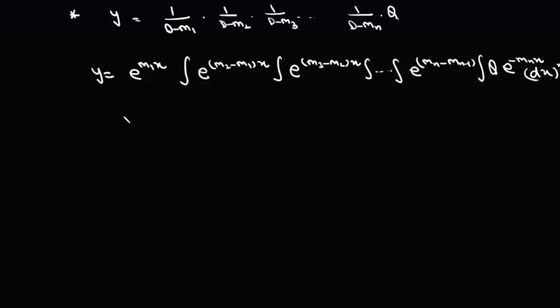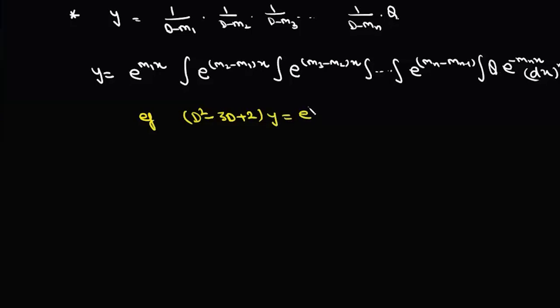Now how do we use this? So we'll solve this previous question using this shortcut. Now the question was D square minus 3D plus 2 y equals e to the power x. Now we have already calculated its homogeneous part, so the values of D are 1 and 2. So yh was c1 e to the power x plus c2 e to the power 2x.